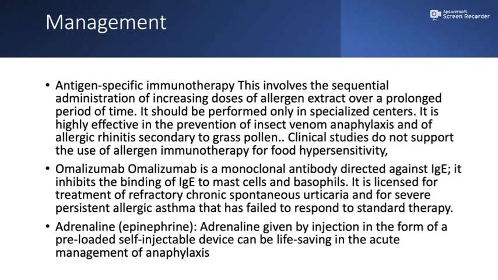Omalizumab is a monoclonal antibody directed against IgE. It inhibits the binding of IgE to mast cells and basophils. What are the indications? Treatment of refractory chronic spontaneous urticaria and severe persistent allergic asthma that has failed to respond to standard therapy. This is important, the indication for omalizumab.